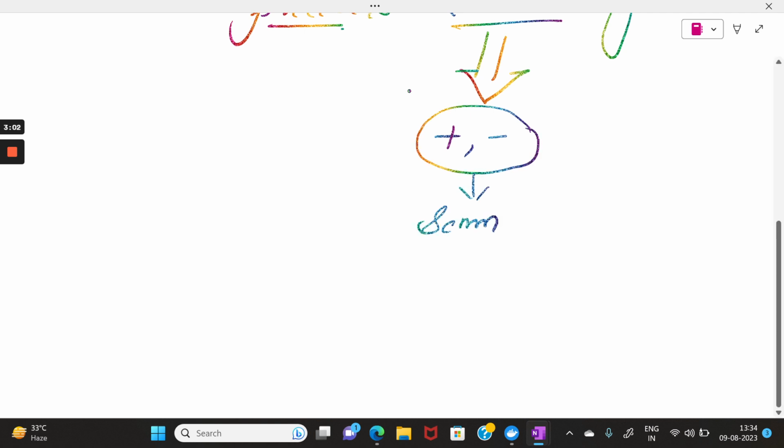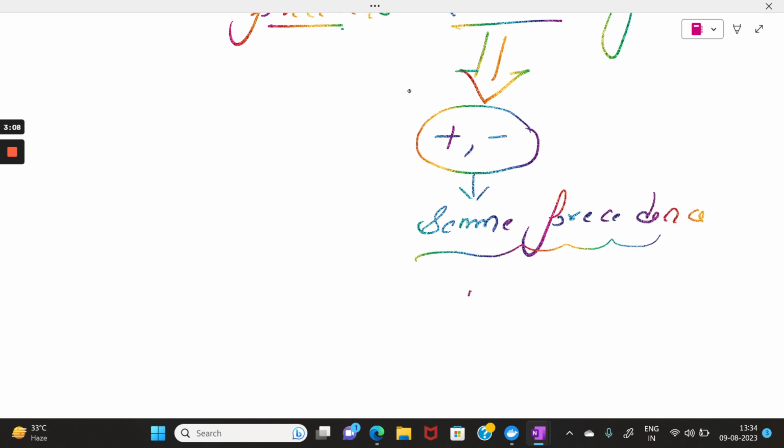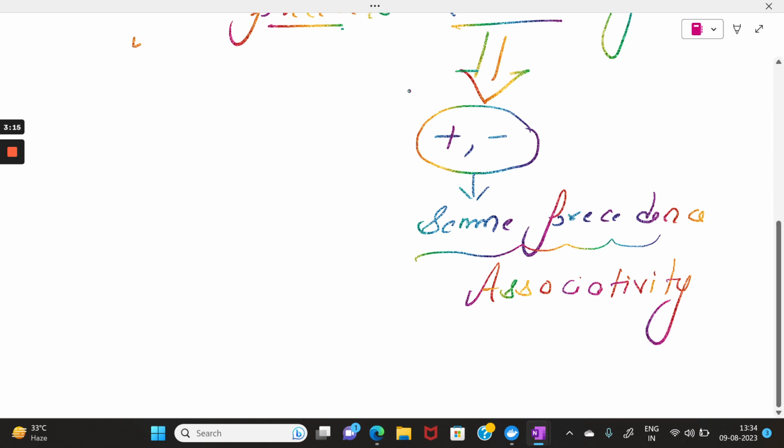So associativity: if two or more operators are there, like we have plus and we have minus, and both of them have the same precedence, then we will have to follow the associativity. Okay, like first we take a look at the precedence, this is number one, and then if the precedences are the same, we look for the associativity.